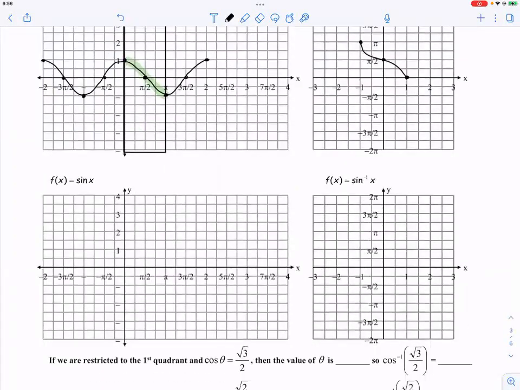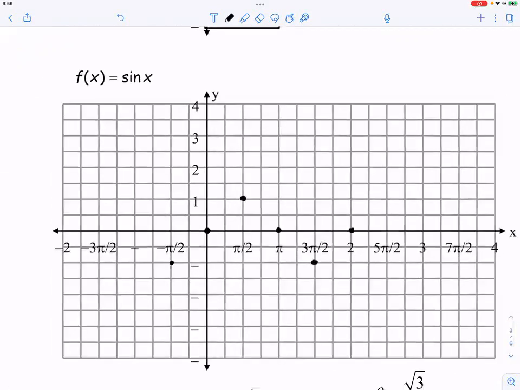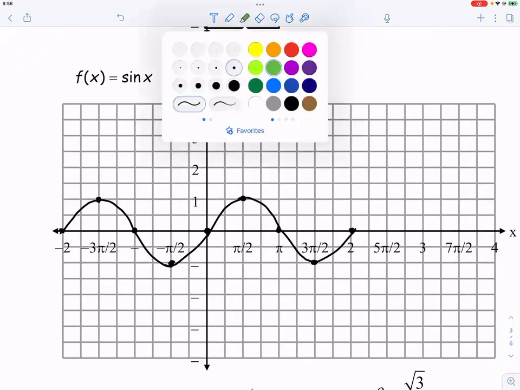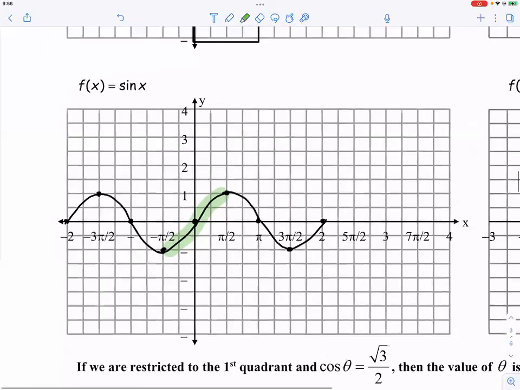And we do the same thing for sine x. Sine x is here. We start from the origin. And then I assume that you can speed through this graphing action, making points very swiftly. And again, we will highlight the portion that we restrict to. In this case, it's only quadrant 1 and quadrant 4 that we are restricting it to.